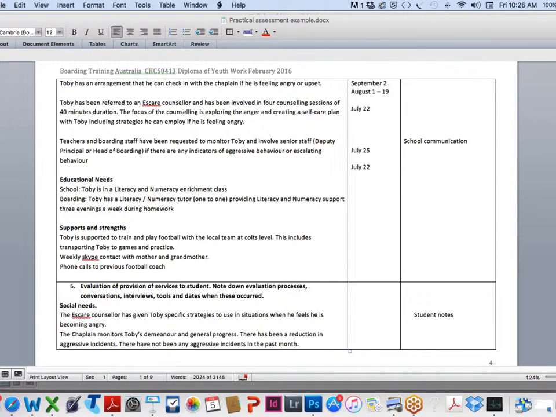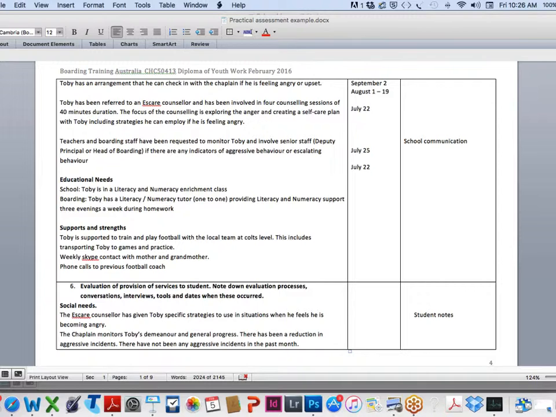We've an arrangement with a chaplain, established a relationship there, so that's an advocacy type arrangement, and so he can check in with the chaplain if he's feeling angry, or if he's upset, or if he just feels that he needs to talk to someone. He can check in. So we've organised this relationship. We've referred Toby to a counsellor in the town, and he's been involved in counselling sessions of 40 minutes duration. The focus of the counselling is to explore his anger, create a self-care plan, and give him some strategies that he can employ if he's feeling angry.